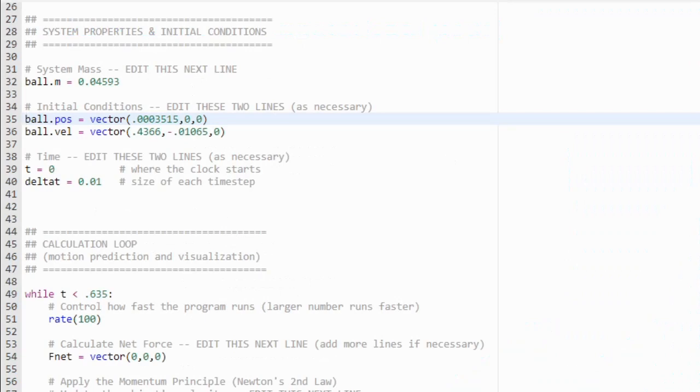Notable changes made to the code included changing the initial position and velocity vectors to the data found in Tracker. The data is in the x position because the ball is moving along the x-axis. A while loop was used to update the position of the object in small time steps. The while loop continues running until the very last frame of video, as seen by the time being set to 0.635 seconds, which is the time at the end of the video.